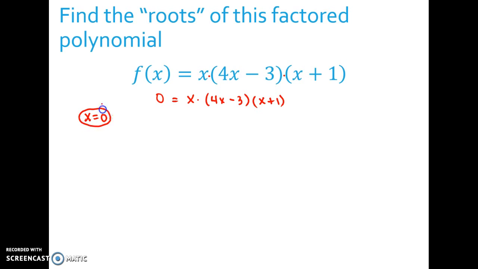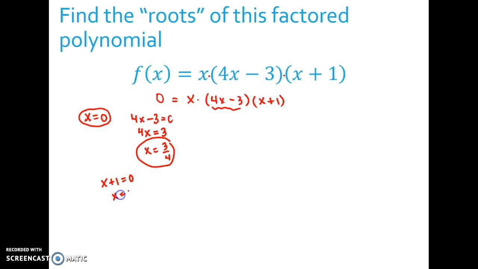So that's one of the roots. There's not really any solving we can do there because x is already equal to 0. 4x minus 3 is equal to 0. That's going to be a two-step equation. We're going to add 3, so 4x is equal to 3, and then divide by 4, x is equal to 3/4. And then x plus 1 equals 0.